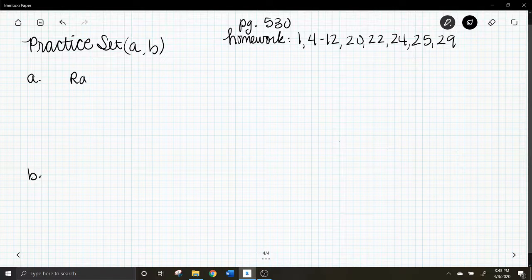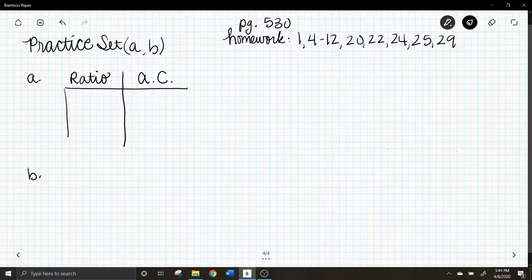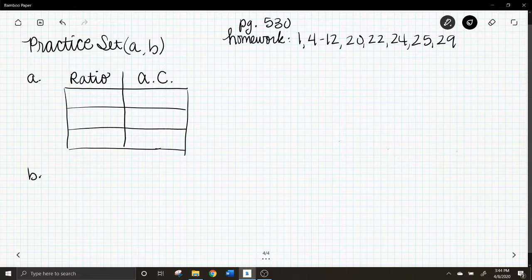Okay, hopefully you took the time to do that. If you aren't taking the time to do this work, then you're just hurting yourselves, okay? Because you need to know that you understand this, and the best way to do that is to work the problems and then see if you're getting the correct answer. Okay, so let's draw our little ratio box with our actual count. And then let's go over the problem.